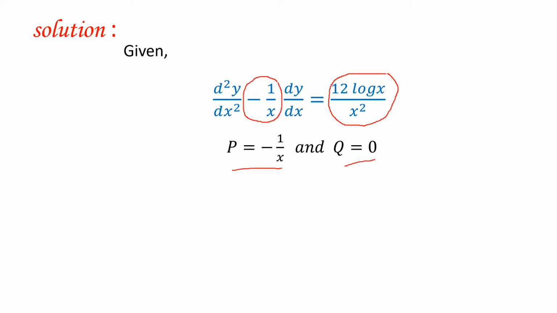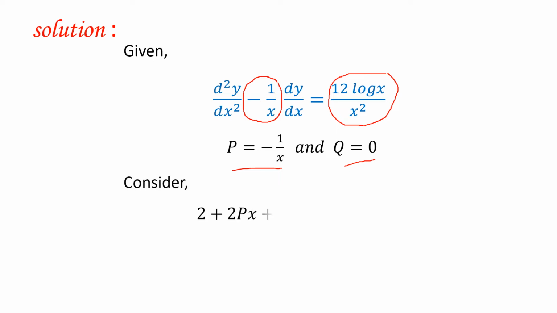Okay, you observe that the value of p is minus 1 by x and the value of q is equal to 0. So if you add p and q, I get minus 1 by x. So if you add 1 to that, I don't get 0. Therefore 1 plus p plus q, I don't get 0. 1 minus p plus q also not equal to 0. And also p plus qx. If you use p plus qx, I get minus 1 by x. Again it is not equal to 0.